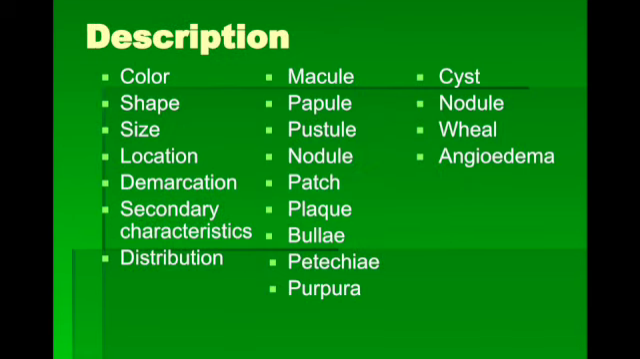So there's a lot of words that we use to describe different types of lesions. When we are looking at these, it's good to get an idea of what's the color, what's the shape, what's the size, what's the location. If there's borders, is it well demarcated or more poorly demarcated? Did it develop any secondary characteristics? And where is it distributed on the body? And then we'll go into some of these words on the right side here.